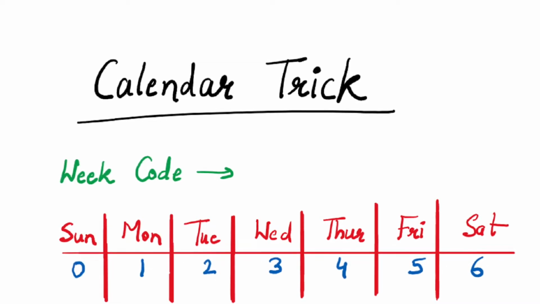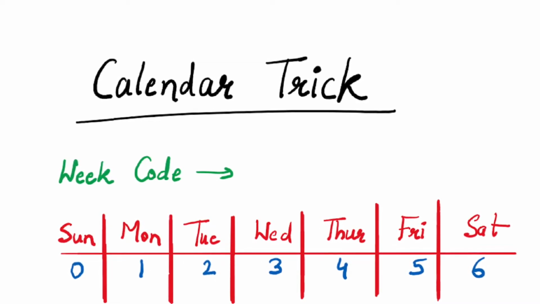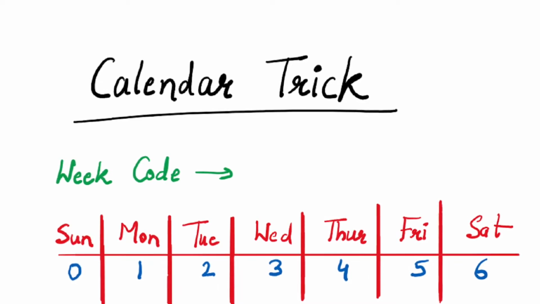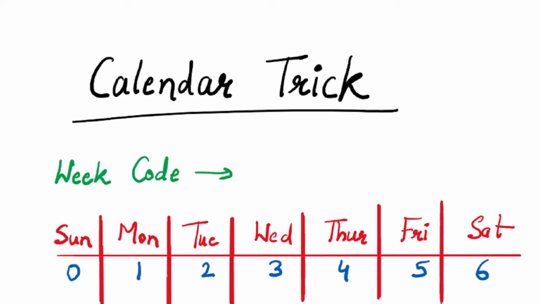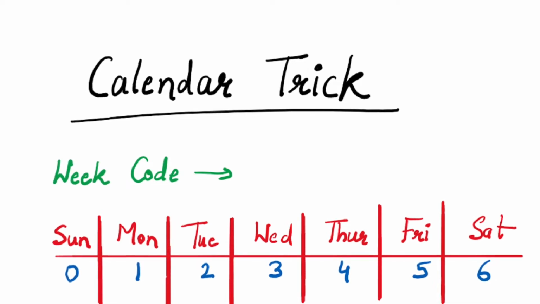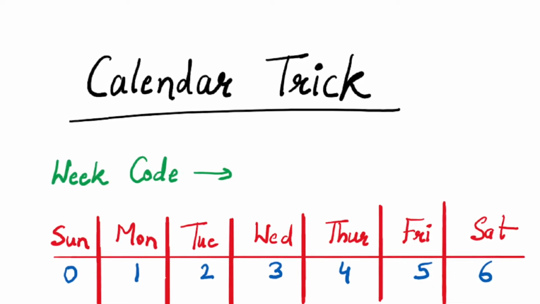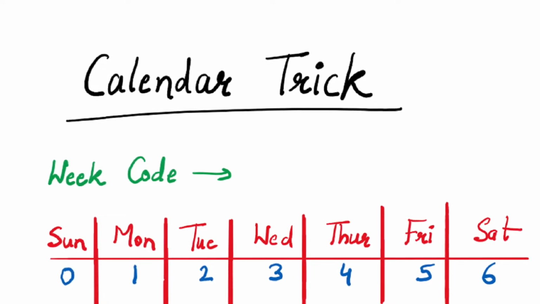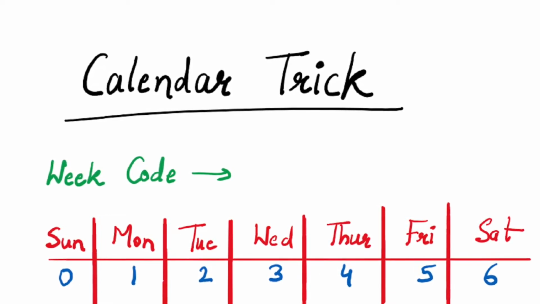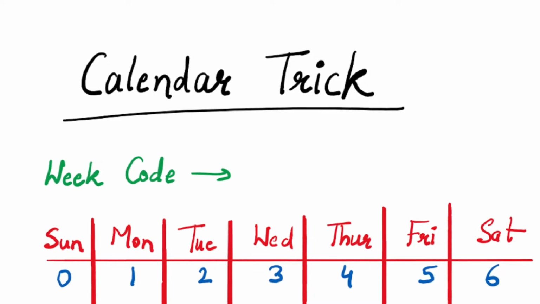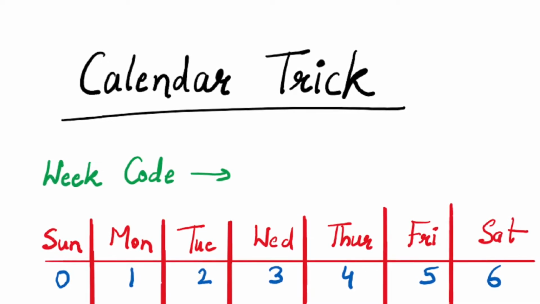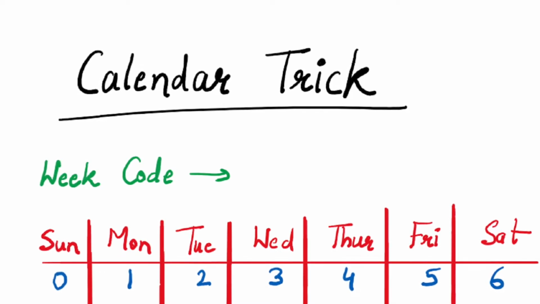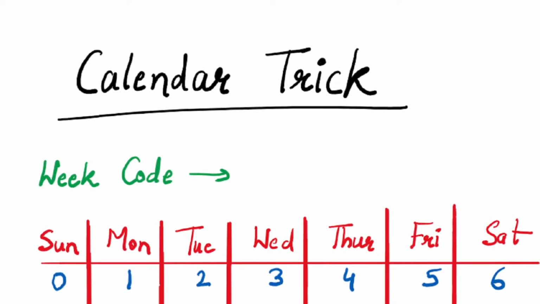Now we have 7 days in a week. Start from Sunday and go till Saturday. So Sunday, Monday, Tuesday, Wednesday, Thursday, Friday, Saturday. And after that, just number them from 0 to 6. What I mean is, number Sunday as 0, Monday as 1, Tuesday as 2, Wednesday as 3, Thursday as 4, Friday as 5, Saturday as 6. Just write Sunday to Saturday and number them from 0 to 6. This is our week code table.